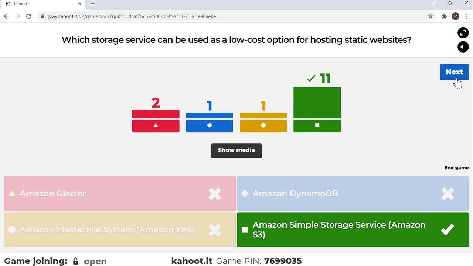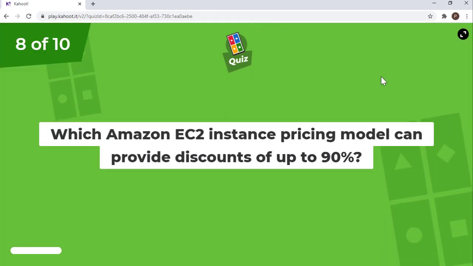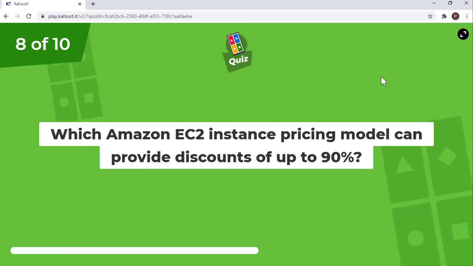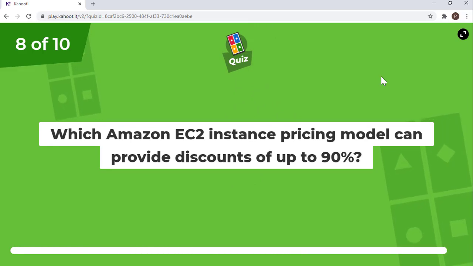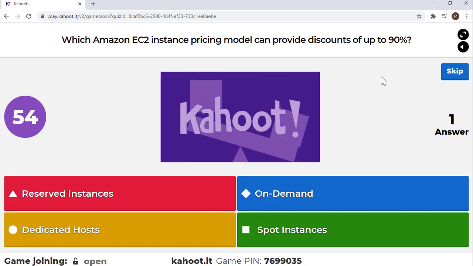So moving on to the next question. And Power Gazelle has a streak of 600 answers in a row. That is great. So I think now we'll move on to the eighth question. Which Amazon EC2 instance pricing model can provide discounts up to 90%? So 90% is the key here. The options are reserved instances, on demand, dedicated hosts, and spot instances.